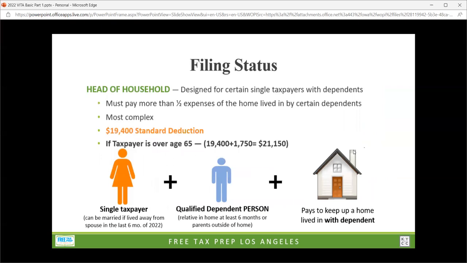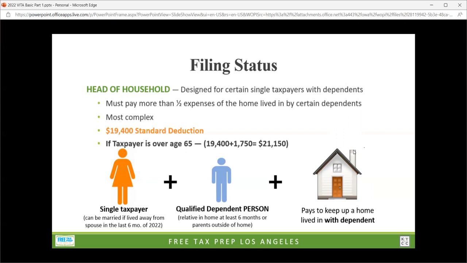The filing status for head of household is designed for certain single taxpayers with a qualified dependent. We need to have 3 requirements. It has to be a single taxpayer. It needs to have a qualified dependent person, and it needs to pay for more than half of the expenses of the home they lived in with the dependents. It is the most complex one.